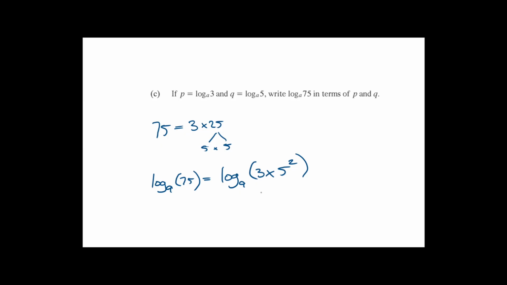Okay. Now, we can rewrite that as log base A of 3 plus 2 log base A of 5. And log base A of 5 is Q, and log base A of 3 is P, and there's 2 of them.